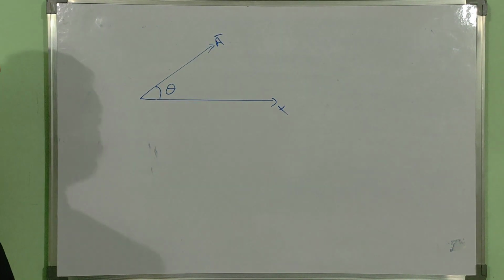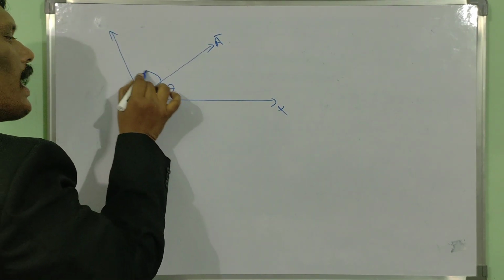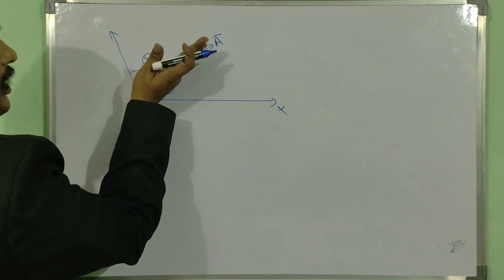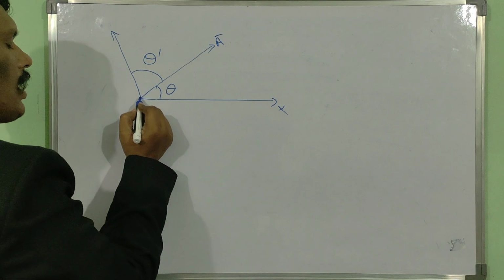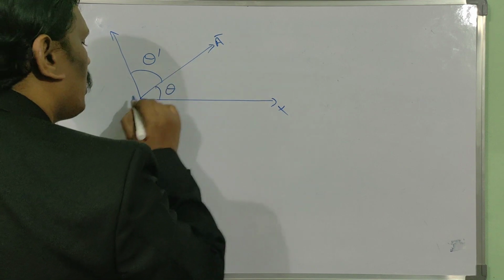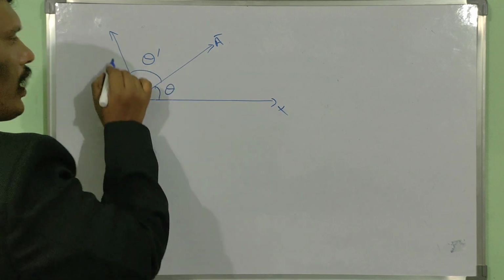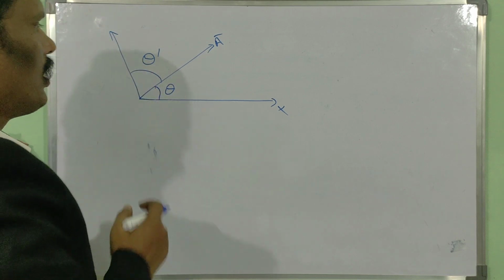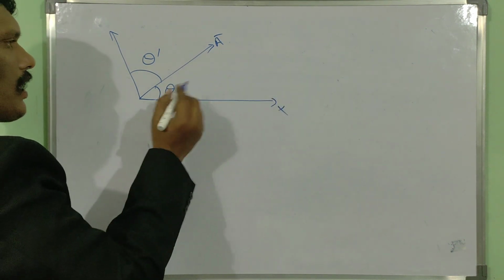If I assume that the vector A bar is rotated through an angle theta dash, the magnitude won't change. So what is the length of the A bar vector? Here also the length of the new vector is the same. Why am I using the word new vector? Even though it is the same vector that I rotate, its direction is changed. So what is the direction of this vector?